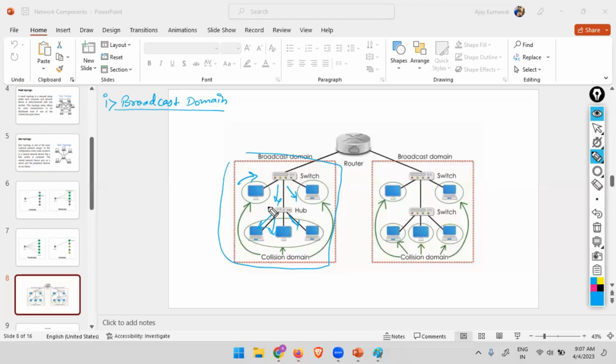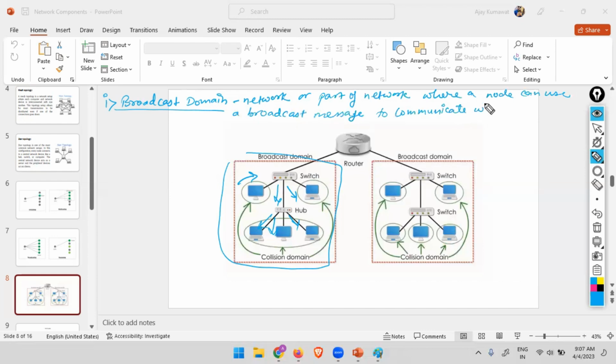Okay. So how do you define? You can define broadcast domain is a network or part of network. Okay, let me just write it. You can say network or part of network where a node can use a broadcast message to communicate with every other node. This is what a broadcast domain is. This is clear. Okay. Noted.